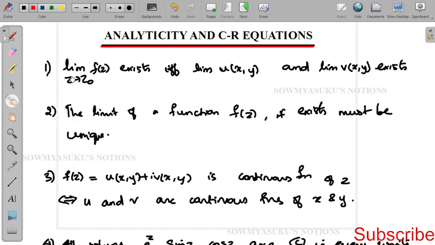The first one is, the limit of the function exists if and only if the limit of the real part, that is u(x, y), and the limit of v(x, y) also exist. So the function f(z) is equal to u(x, y) plus i v(x, y). If the limit of the function exists, it means the real and imaginary functions' limits also exist.